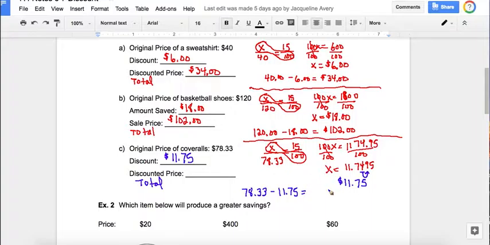And this one's a little less easy to do in your head, but it's $66.58. So write the discounted price is $66.58. Okay. So that was just some practice on finding the discount or the amount saved and the total price or the discounted price or the sale price. Those are 3 ways of asking for the total: discounted price, sale price, and total price.